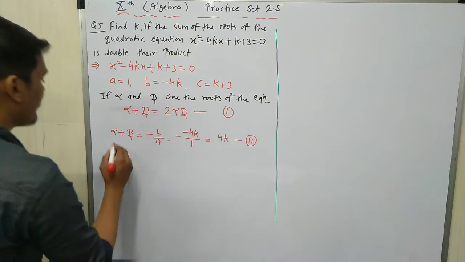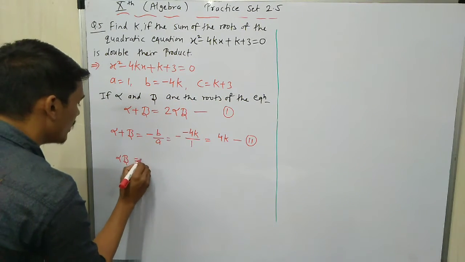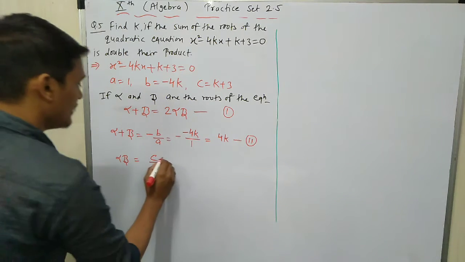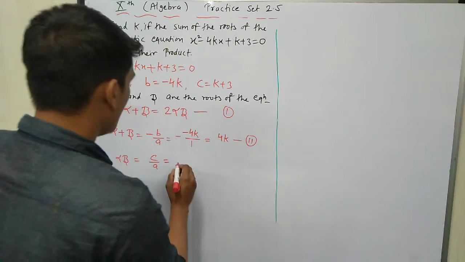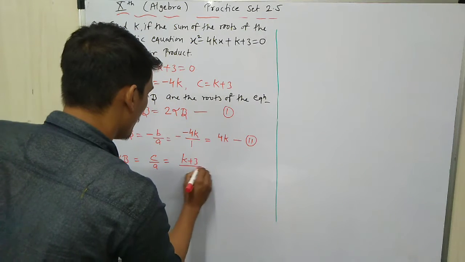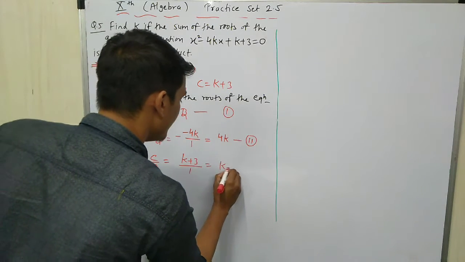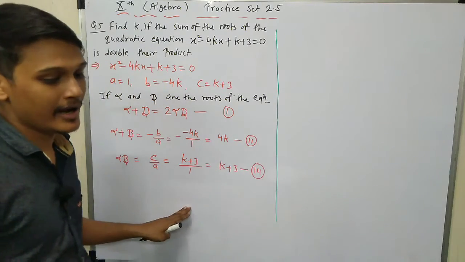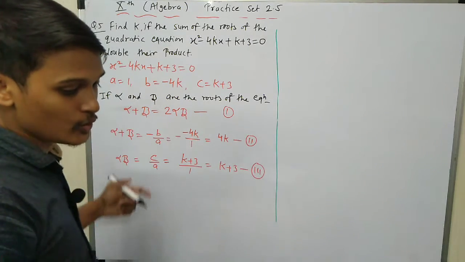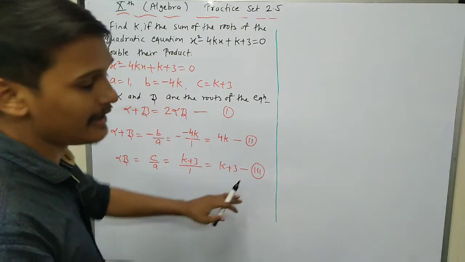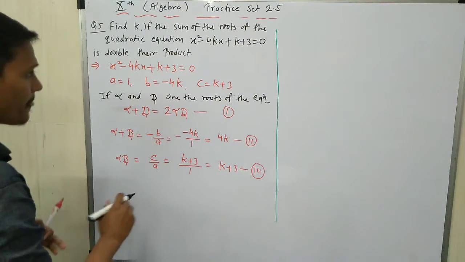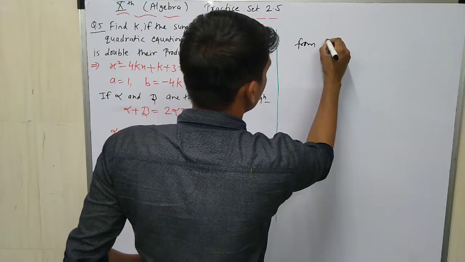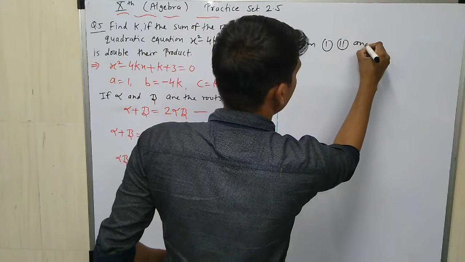Now second, alpha into beta is equal to what? C upon a. Understood? What is the c value? k plus 3 upon a. A means what? 1. So it is equal to k plus 3. This is equation number 3. Understood? Now you can use equations number 1, 2 and 3.